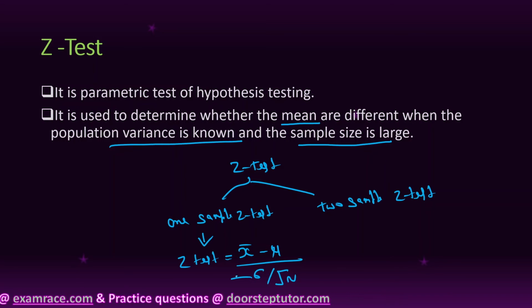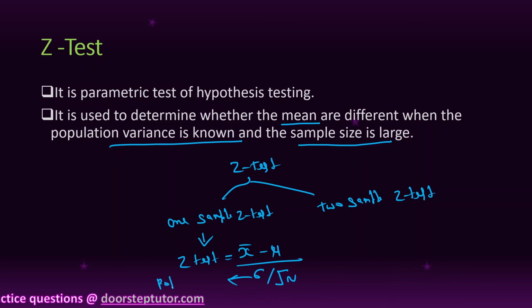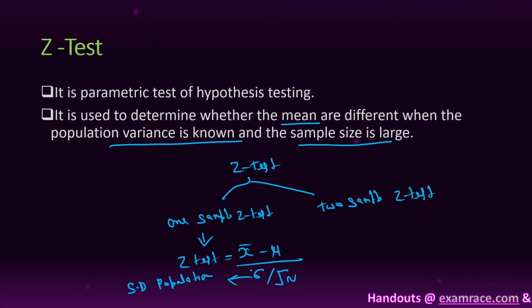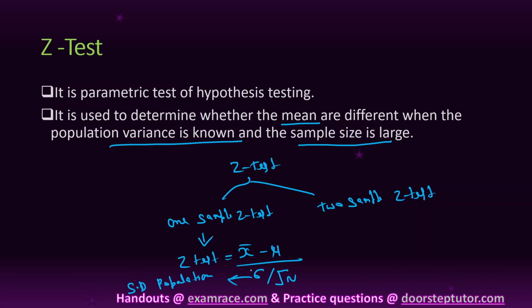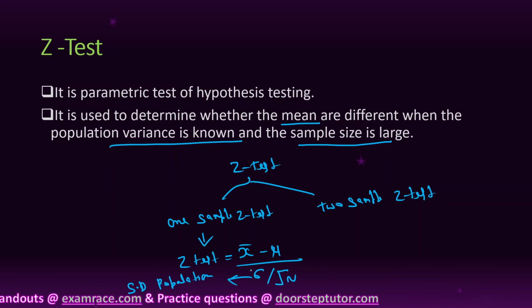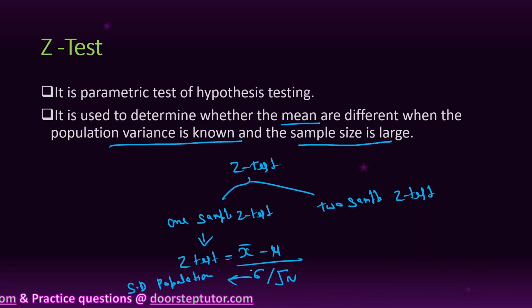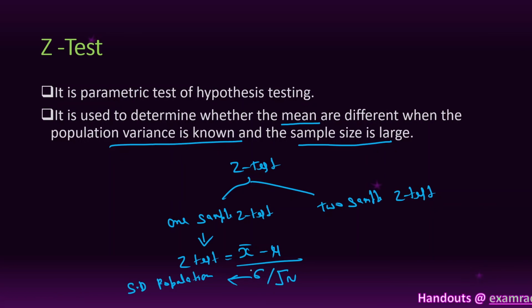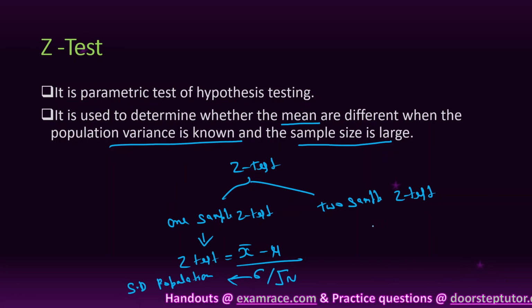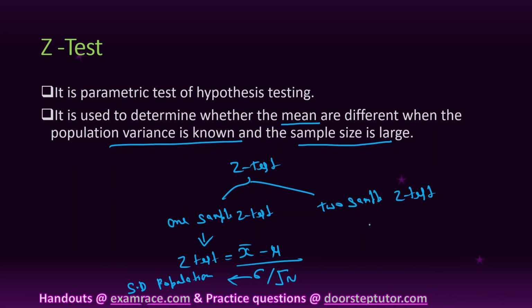So the difference is that here we use the standard deviation of the population, but in the t-test we use the standard deviation of the sample. So this is the difference between one sample t-test and one sample z-test. In one sample t-test we use the standard deviation of the sample, but in one sample z-test we use the standard deviation of the population.